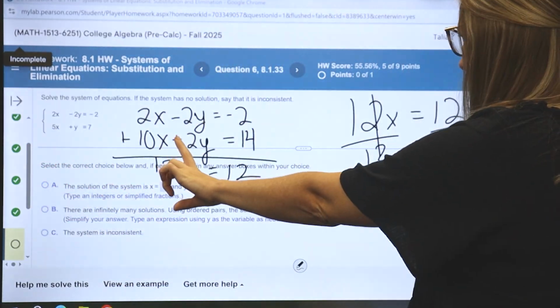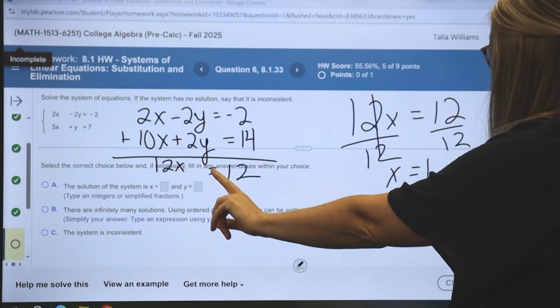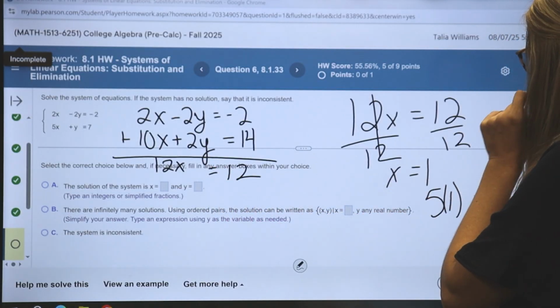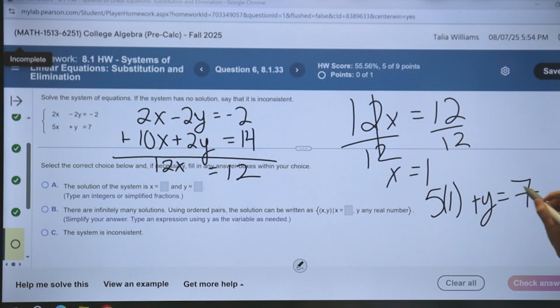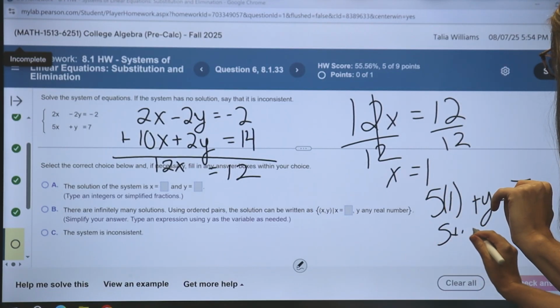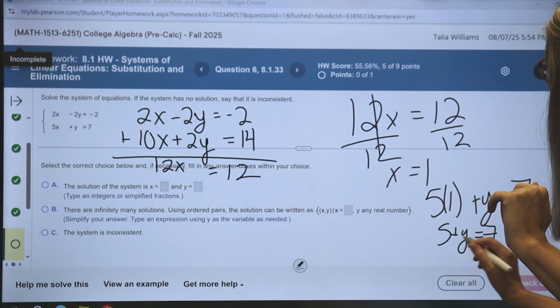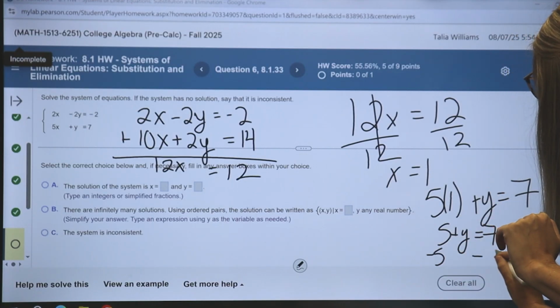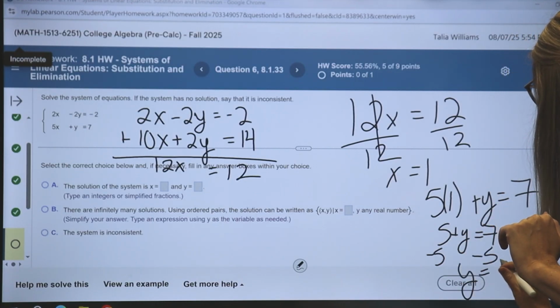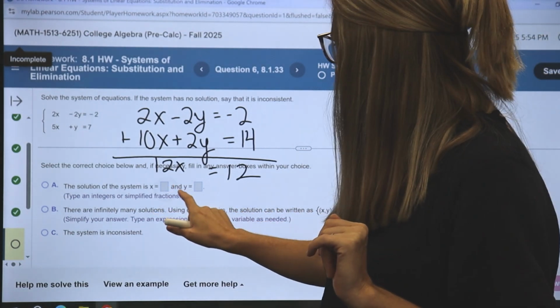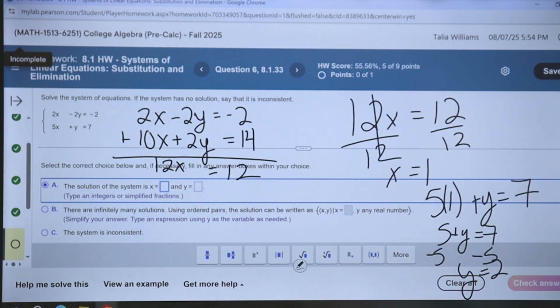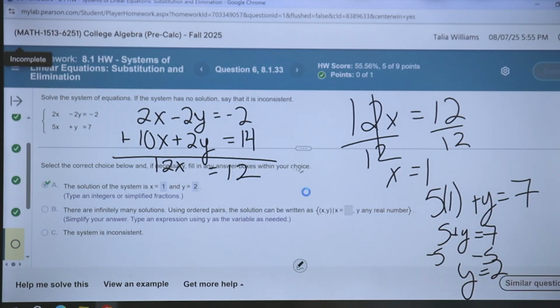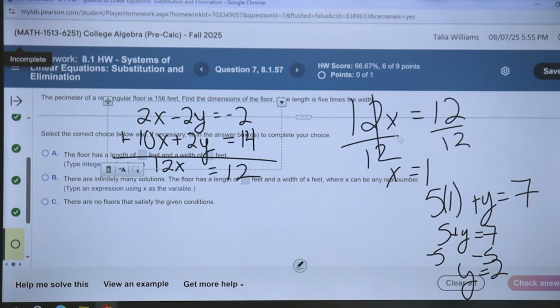I'm going to do 5, and then instead of x, I'm putting my 1 in. Plus y equals 7. So I have 5 plus y equals 7. That's a horrible plus sign. Subtract 5, so y equals 2. So my answer is 1 and 2. X is 1, y is 2. One thing I've noticed is I'm always solving for x first.